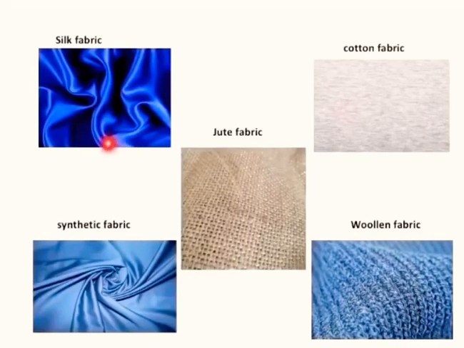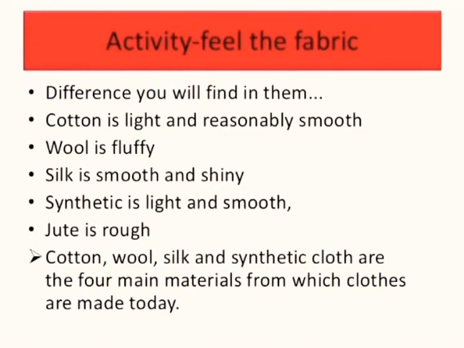Here you can see the shiny, shimmering silk fabric. This is jute fabric. This is synthetic fabric. This is a woolen fabric. This is cotton fabric. So what exactly do you feel, or what difference will you find? The cotton is light and reasonably smooth. Wool is fluffy. Silk is smooth and shiny. Synthetic is light and smooth, while the jute is rough. So cotton, wool, silk, and synthetic cloth are the four main materials from which clothes are made today.